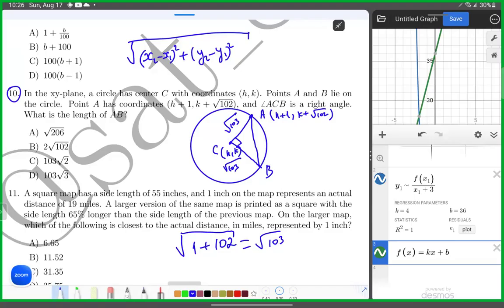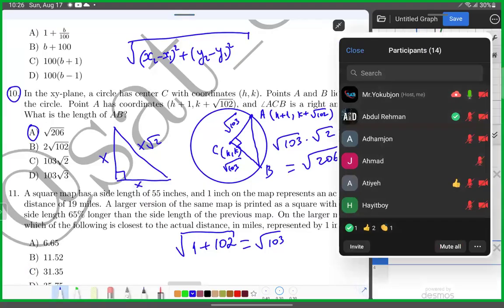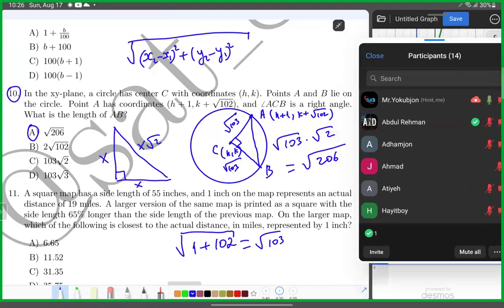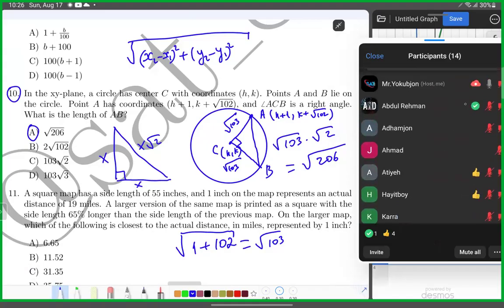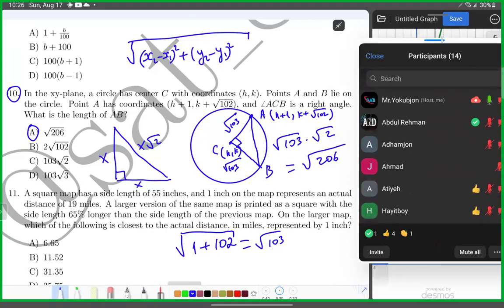Guys, it is a special triangle. In a special right triangle, x root of 2, you can find this formula in the SAT College Board's reference sheet. So for calculating this hypotenuse, this number should be multiplied by root of 2. If you multiply it, you will get root of 206. So the correct answer is A. Guys, is this moment clear? Okay, very good, guys.